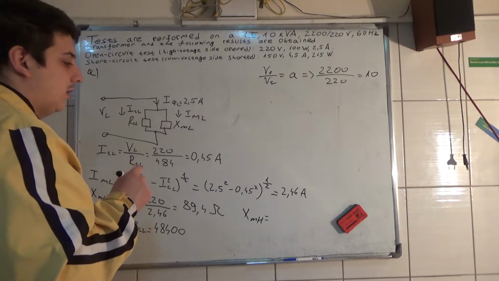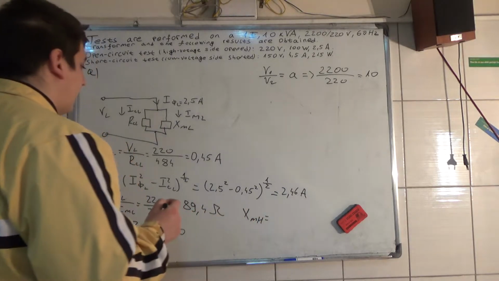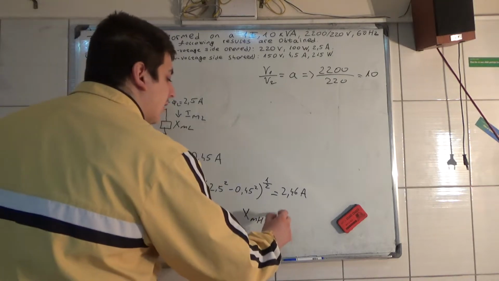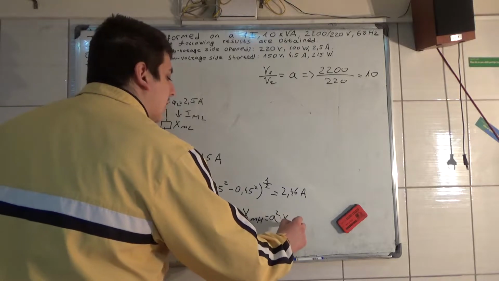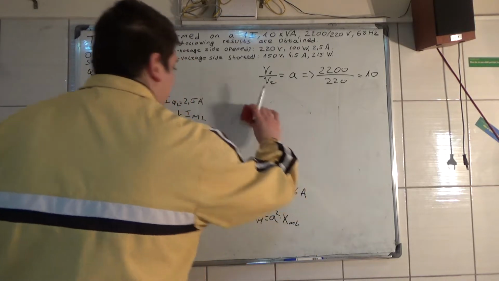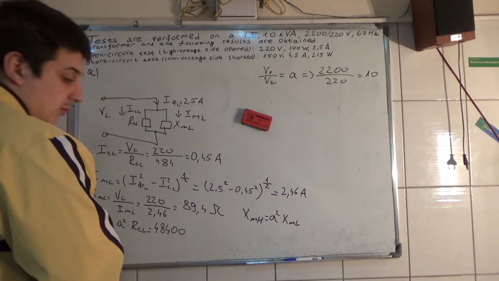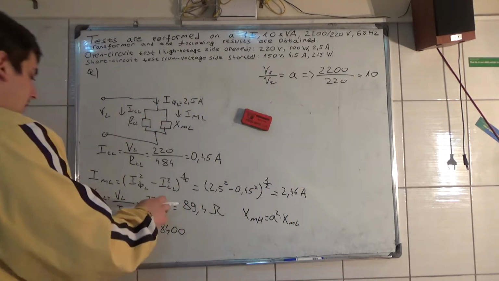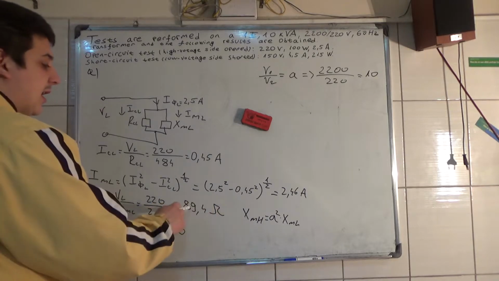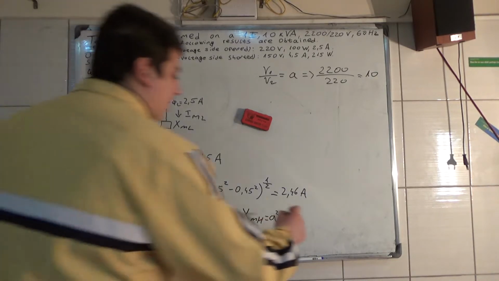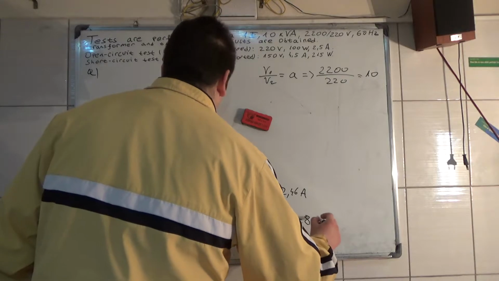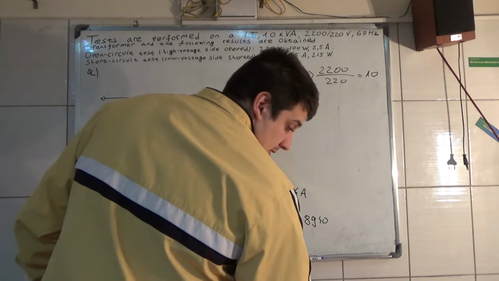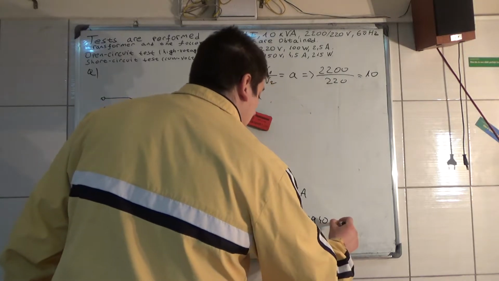And this is equal to, this is for the high voltage side, A squared times XM, and that is equal to A squared, which is 100, times this, 8,940. Yes, ohms.